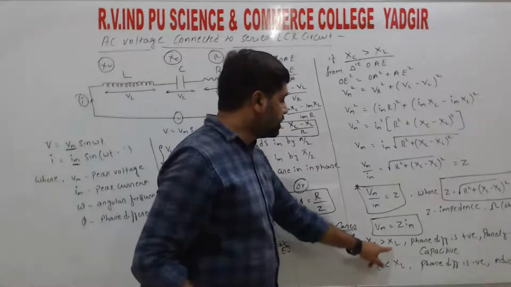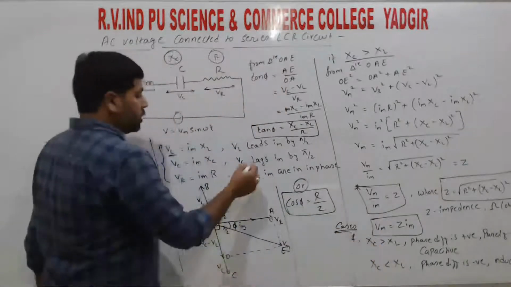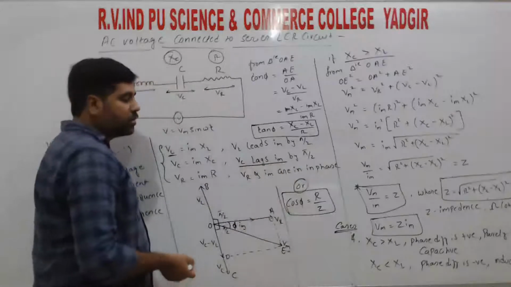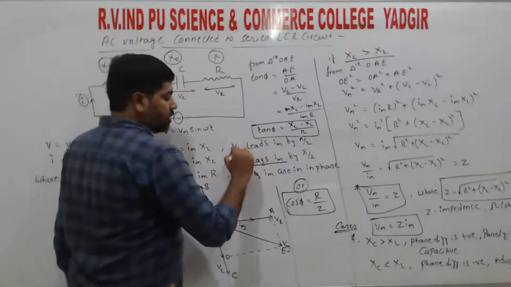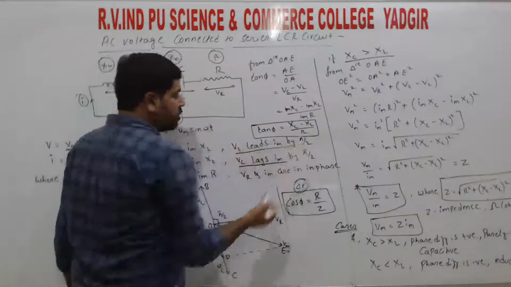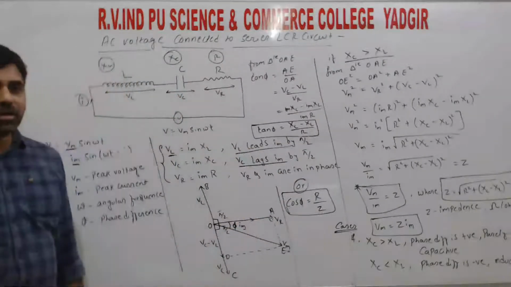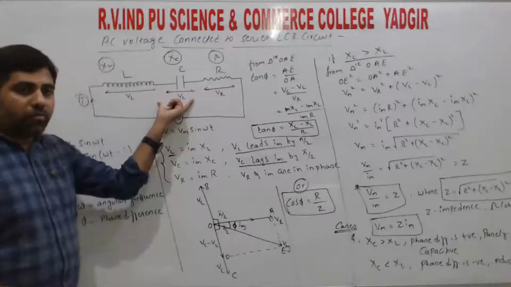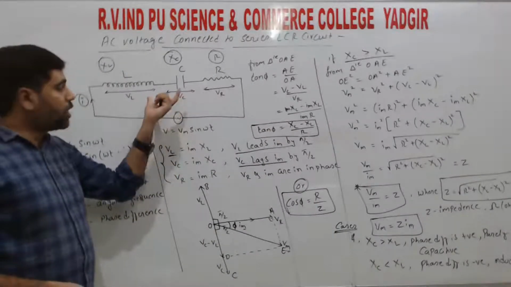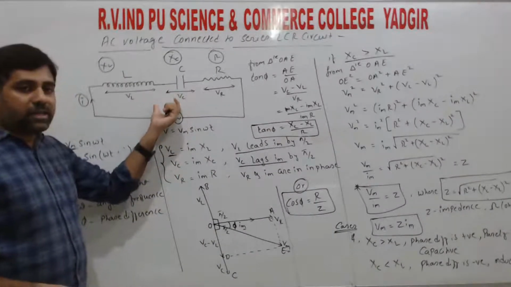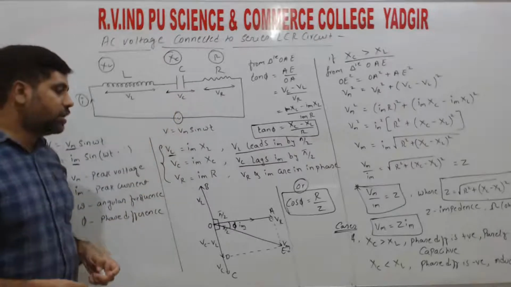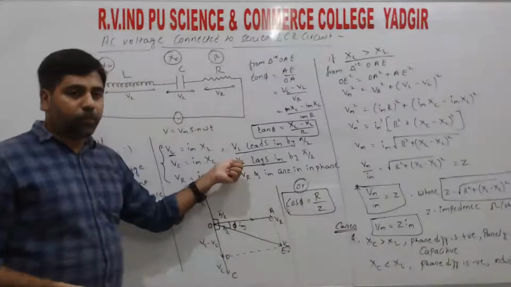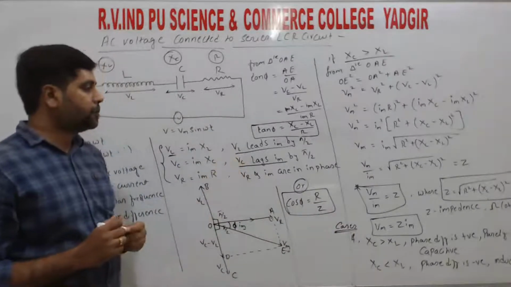So when Xc is greater than XL, voltage lags the current. When Xc is less than XL, then voltage leads the current. So this circuit becomes inductive when Xc is less than XL, it becomes purely capacitive when Xc is greater than XL, right? So these are the two cases and the phase difference phi, right?